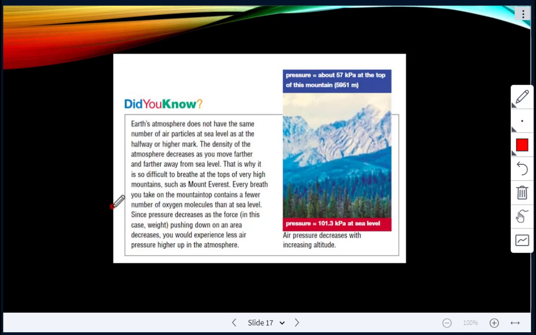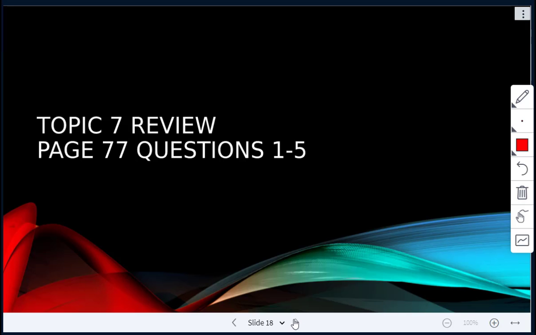All right, and since pressure decreases as the force pushing down on an area decreases, then you would experience less air pressure higher up in the atmosphere. All right, so I'm going to pause here.